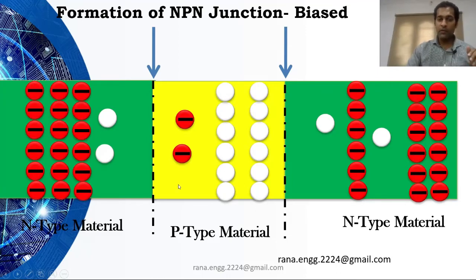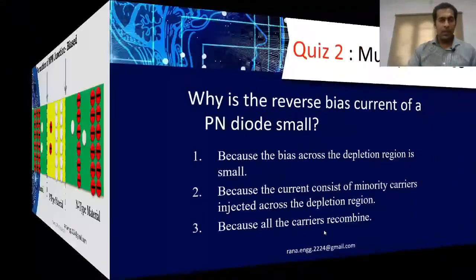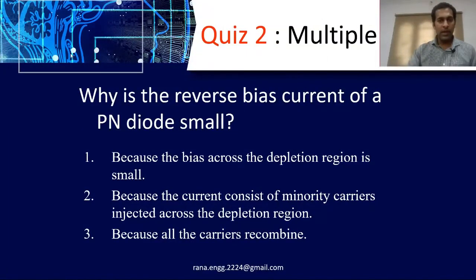In the middle part we have P type. P type majority are the holes, these white balls. Empty balls are representing the holes. But there are still a few minority carrier electrons. And in the other N type, again these holes are the minority carriers. There may be 2 or 3, whatever may be their number, but their number will be very small compared to the majority carriers.